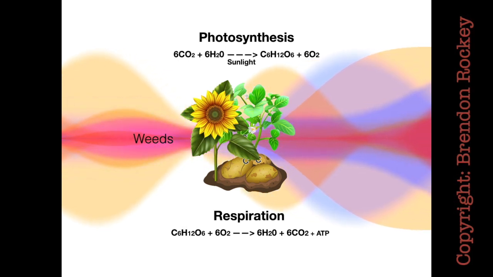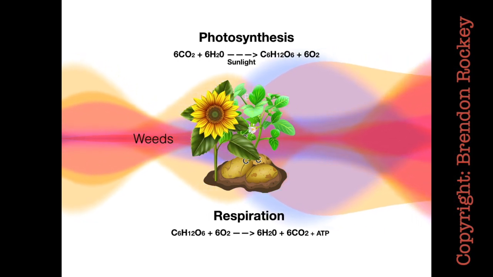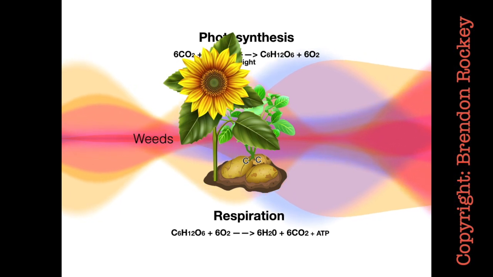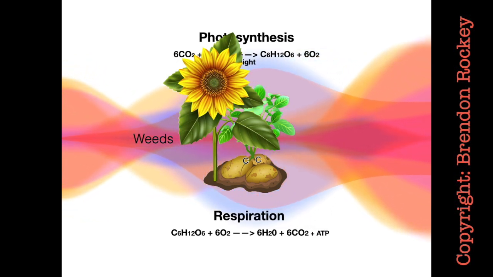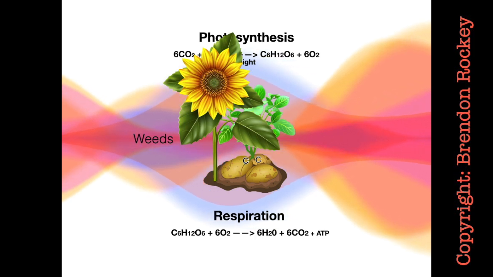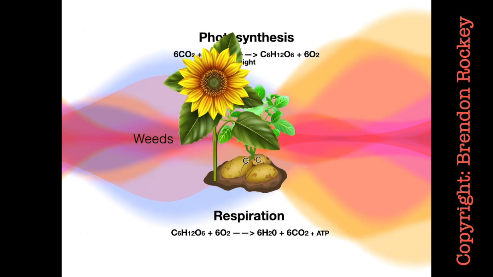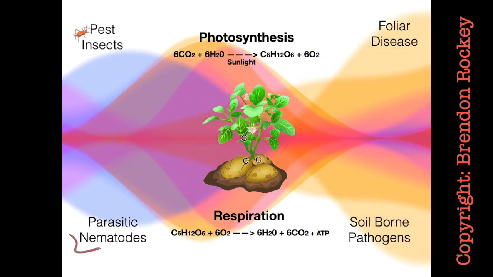As previously mentioned, carbon dioxide, water, and sunlight are all required for photosynthesis to take place. If the weeds compete with the cash crop for water or sunlight, it will impact the crop's ability to photosynthesize, and this will lead to crop loss. Weeds can also compete with the crop for other resources, but our focus right now is carbon. Now let's take a look at the other pests and diseases that impact our crop.